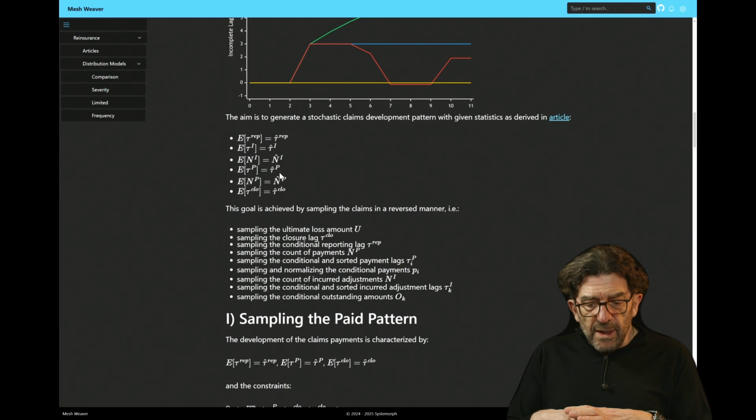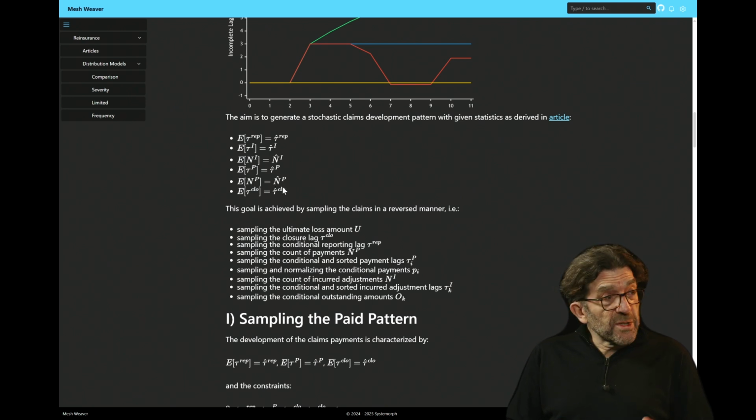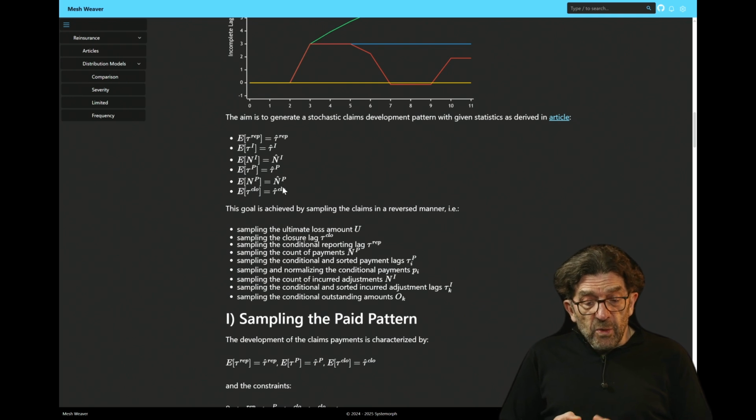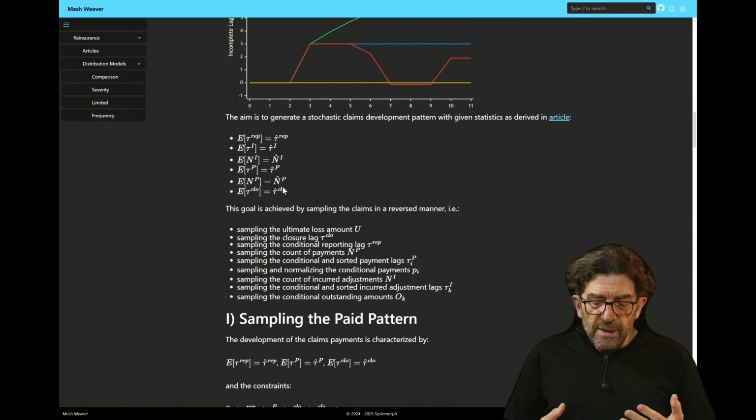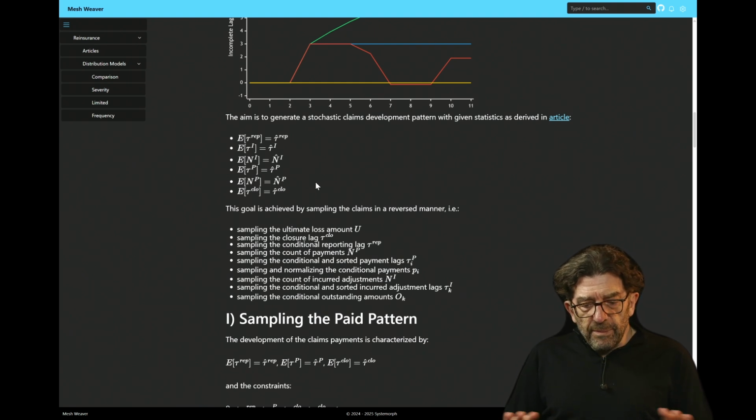And by doing this, I can preserve all the statistics for the paid lag, for the closure lag, for the reporting lag. Of course, it's also very easy to preserve the number of payments, because this number does not depend on the other parameters. The more difficult part is to come up with the incurred, because you cannot model it independently. So once you have all the payments, it's not only about the timing of the payment, it's also the amount. So you have to sample all the amounts.